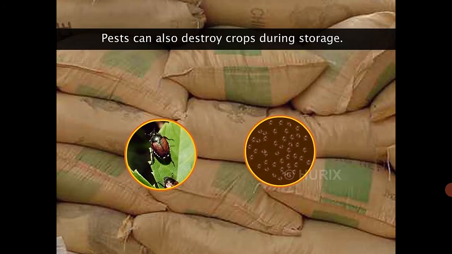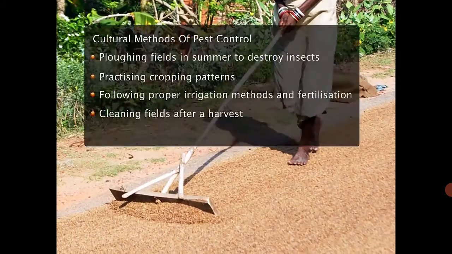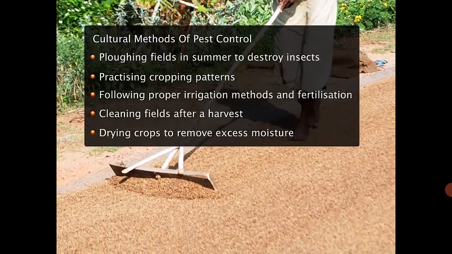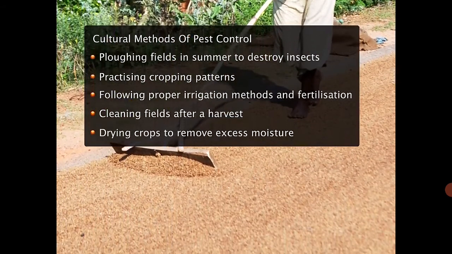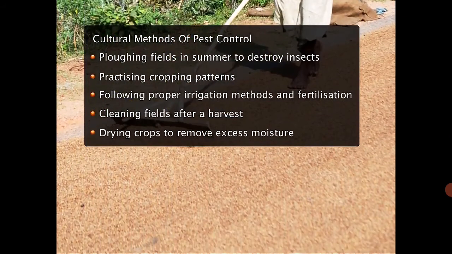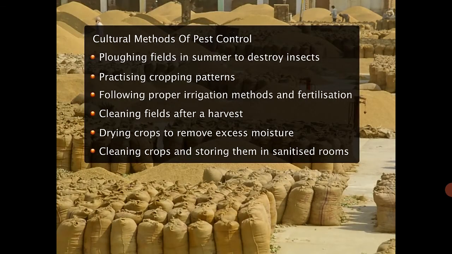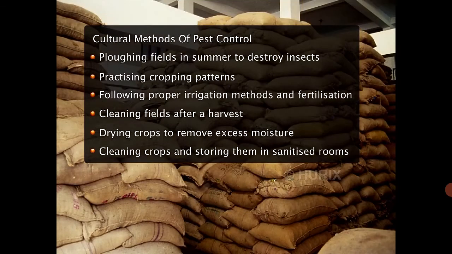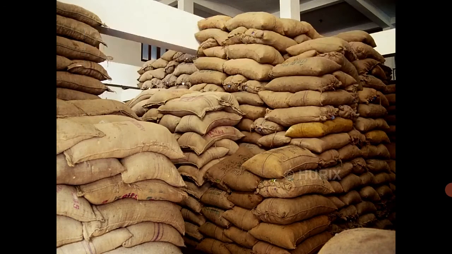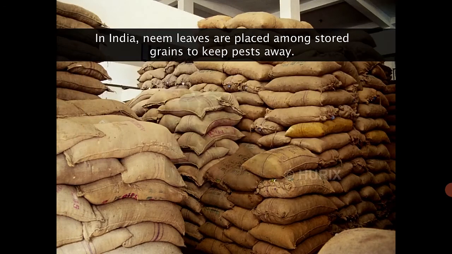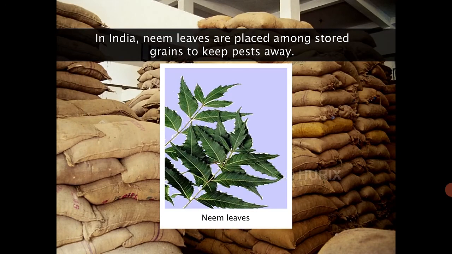storage. So, before storage, farmers dry the crop in the sun to remove the excess moisture. The dried crop is then cleaned, filled in gunny bags, and stored in sanitized storeroom. Indian farmers also place neem leaves among stored grains to repel insects.